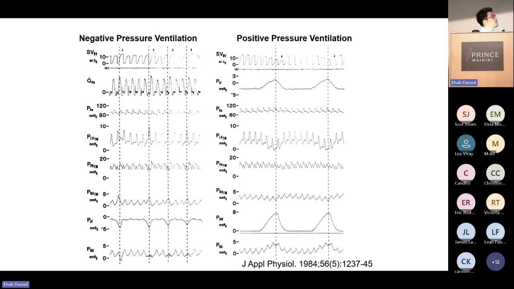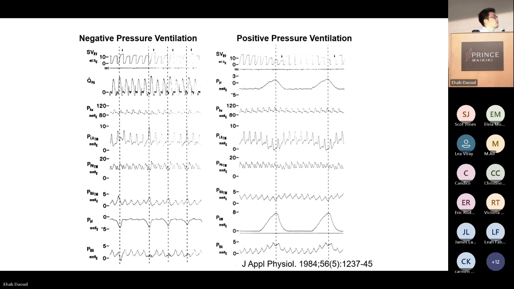So when negative pressure happens, as you can see, the right atrial pressure goes down. And then pleural pressure also goes down. On the other hand, transmural pressure goes up. As you can see, pulmonary artery flow goes up, and then stroke volume of the RV goes up.